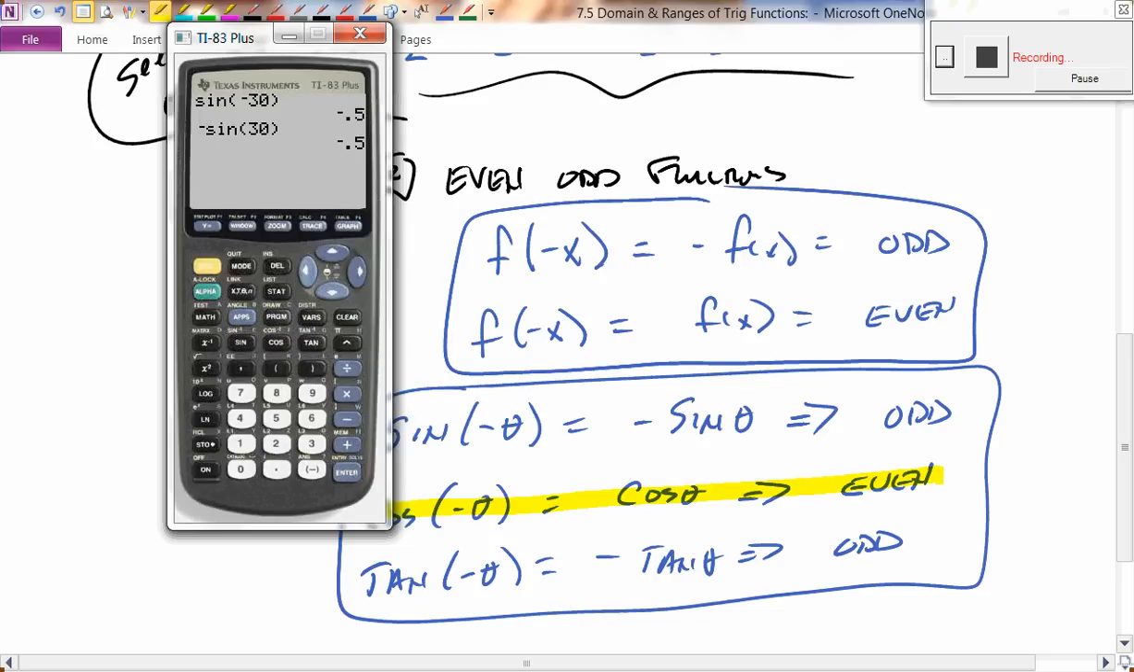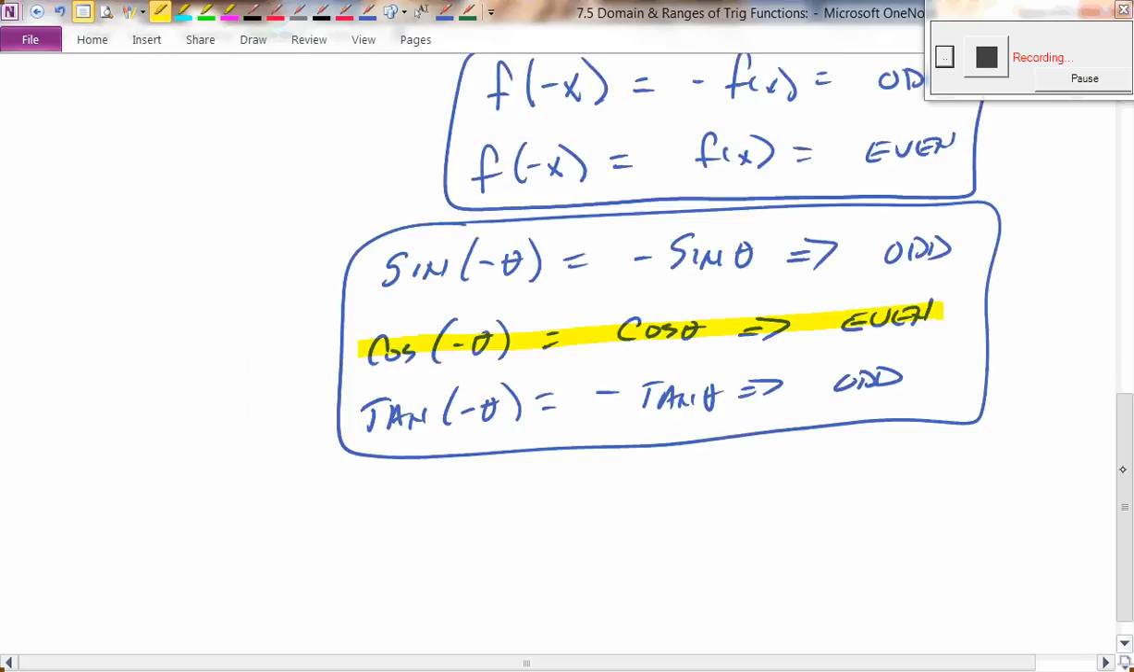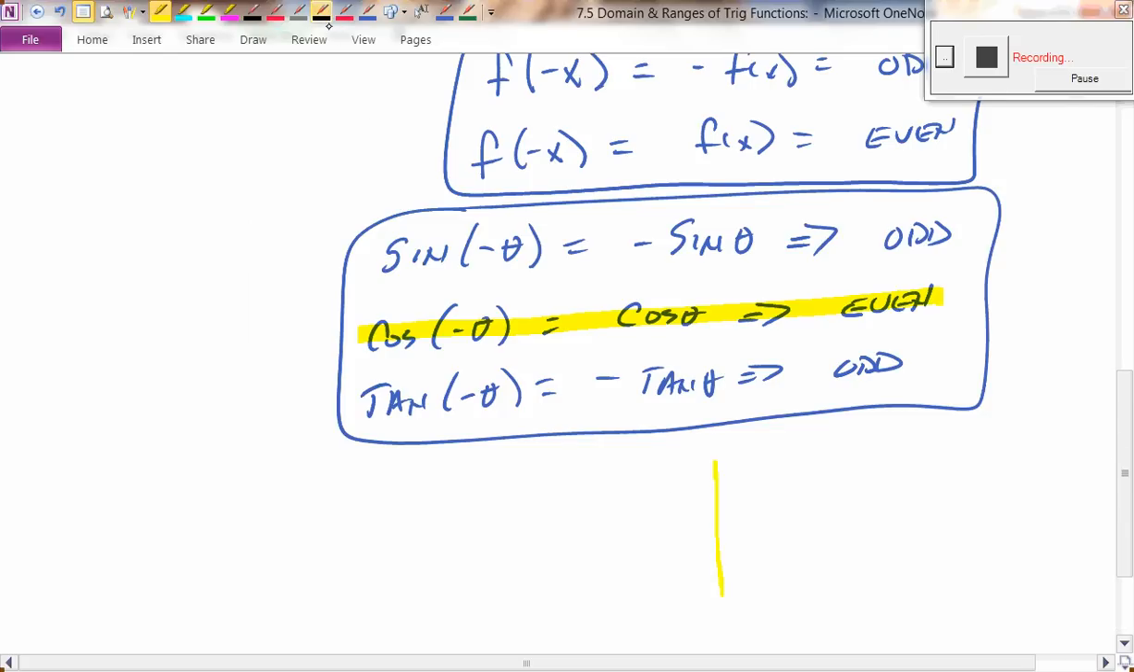So since the sine of negative 30 degrees is equal to the negative sine of 30 degrees, we have an odd function. That does not work the same way for cosine. Cosine of negative 30 degrees gives me back, oh look, a positive answer, the same thing as the positive value of cosine 30 degrees. So that's why those two are what they are. Tangent works the same way. And really it has to do with where it is on the coordinate plane.